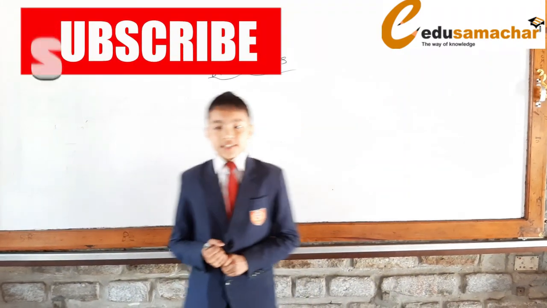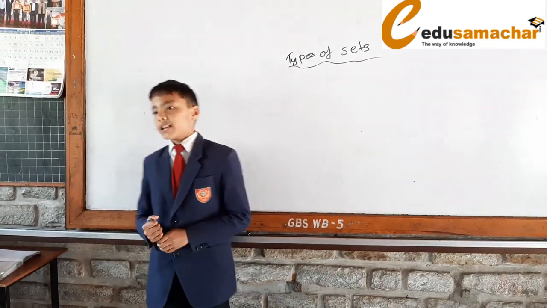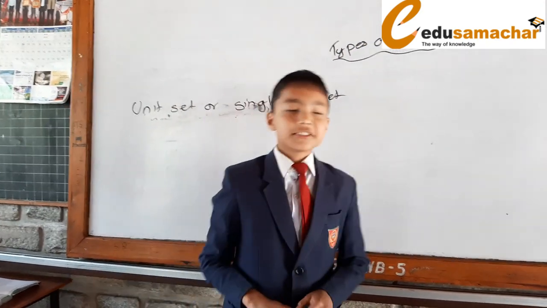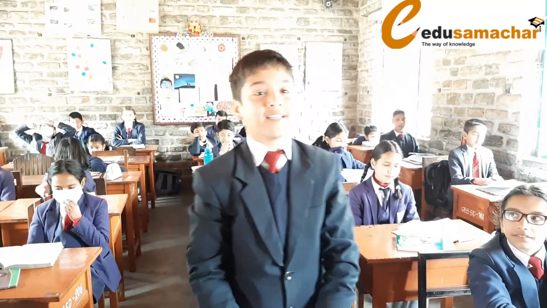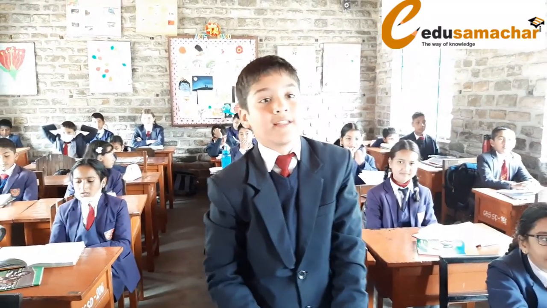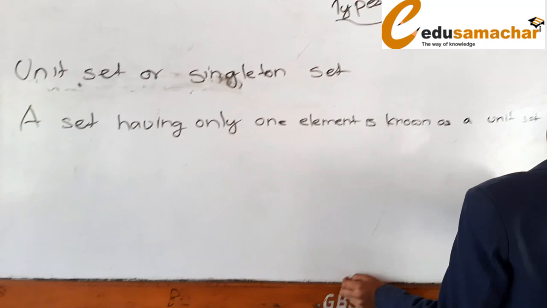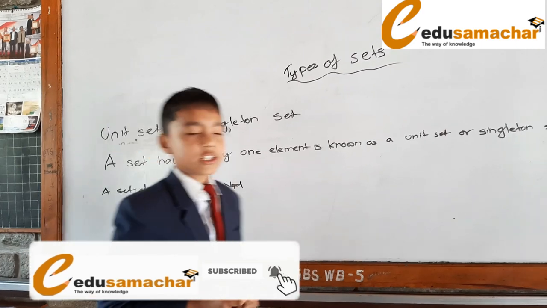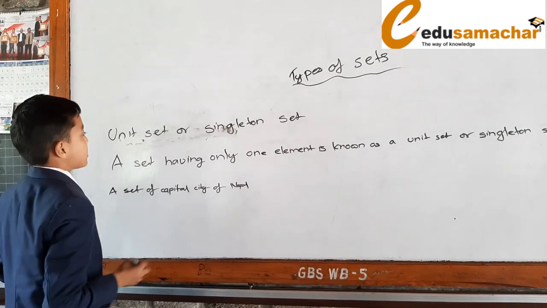Good afternoon students. Today we are going to learn about types of sets. Does anybody know how many types of sets there are? Yes, sir. Again, does anybody know what a unit set or singleton set is? Unit set or singleton set means having only one element. Good. You all know there is only one capital city of Nepal and that is Kathmandu. So it has only one element, so it is known as a unit set or singleton set.